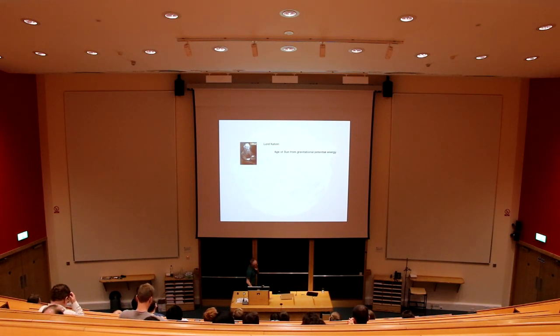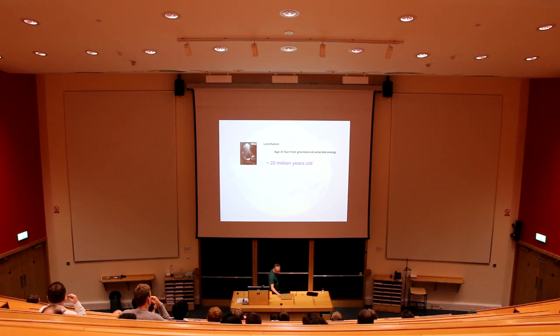So back in 1862, Lord Kelvin didn't know how the sun worked, but reckoned that it must be down to somehow converting gravitational potential energy. And so from that, he deduced the age of the sun to be about 20 million years.